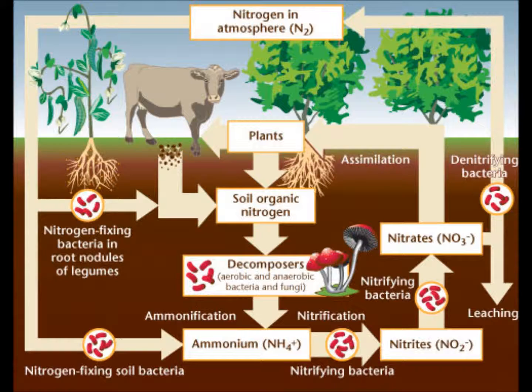Examples of bacteria: Azotobacter, Clostridium, Rhizobium, Nostoc, and Anabaena. 2. Nitrogen assimilation. The process of absorbing nitrates and ammonia into organic nitrogen is known as nitrogen assimilation. This organic nitrogen is transferred into animals' bodies when plants are eaten by animals.